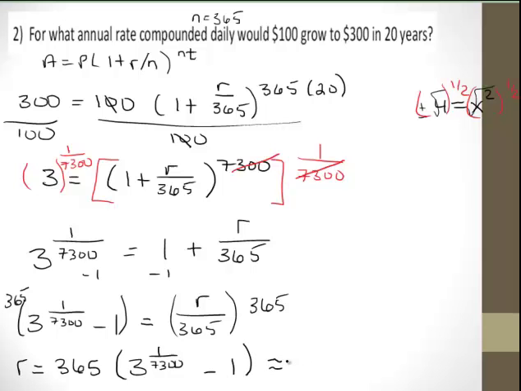So we need to calculate this. We could probably put that all straight into the calculator. 365 times parentheses 3 to the parentheses 1 divided by 7,300 close parentheses minus 1 close parentheses. And I get this crazy number, 0.05493478 and so on.